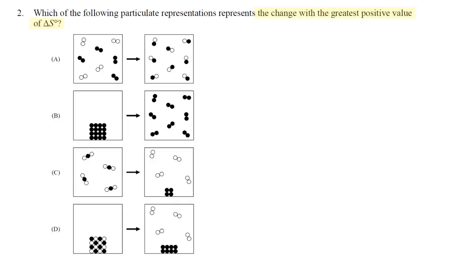Let's begin by focusing on the phases of matter that are represented in these particulate representations. So all of the phases of matter are either solid or gas in these particulate representations. So starting with choice A, I see gas on the left and I see gas on the right. And if I count the particles, I see the same number of particles on each side. So 8 gas particles on the left and 8 gas particles on the right.